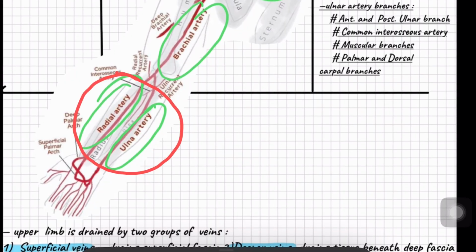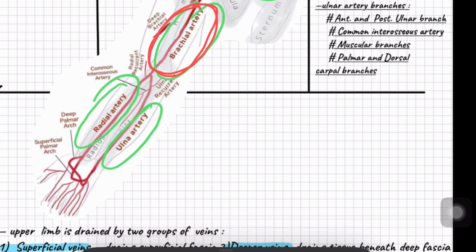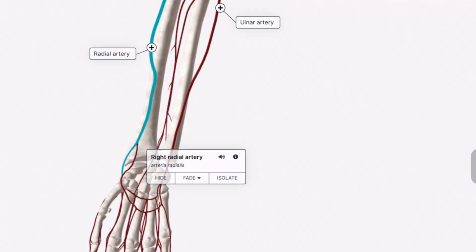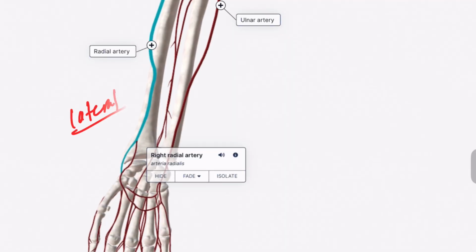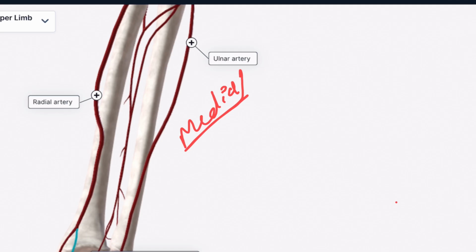Now, radial and ulnar artery. These arteries originate from the brachial artery at the apex of the cubital fossa, with the radial artery descending through the lateral part of the forearm and the ulnar artery through the medial part.